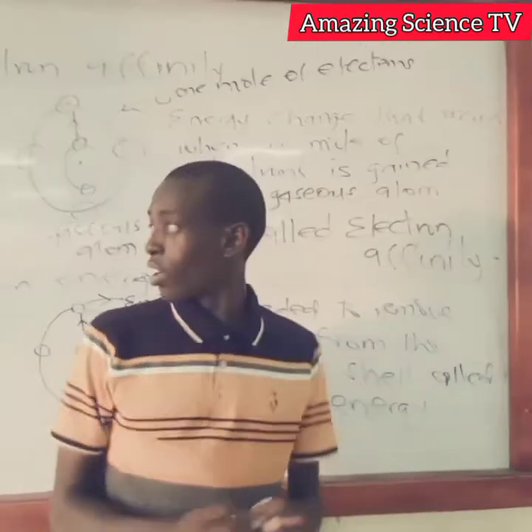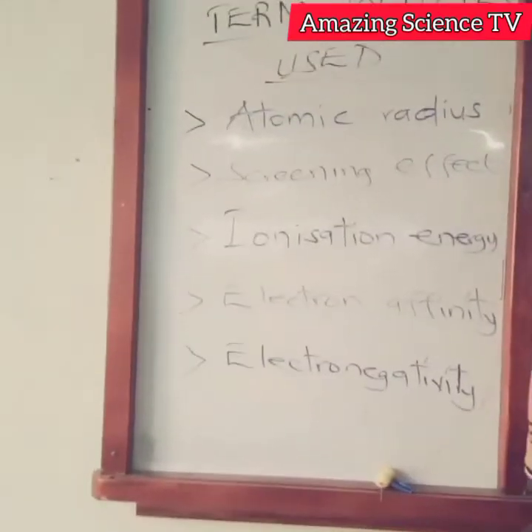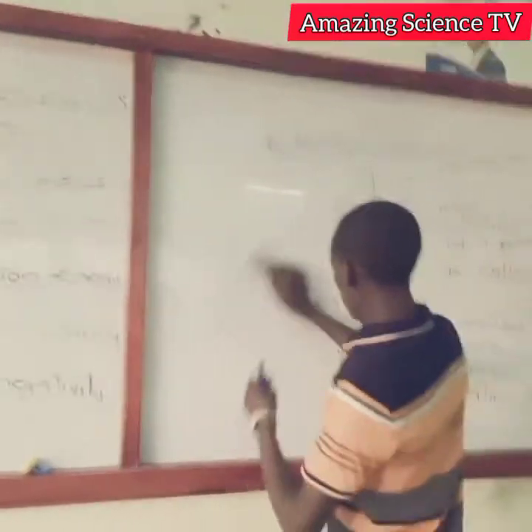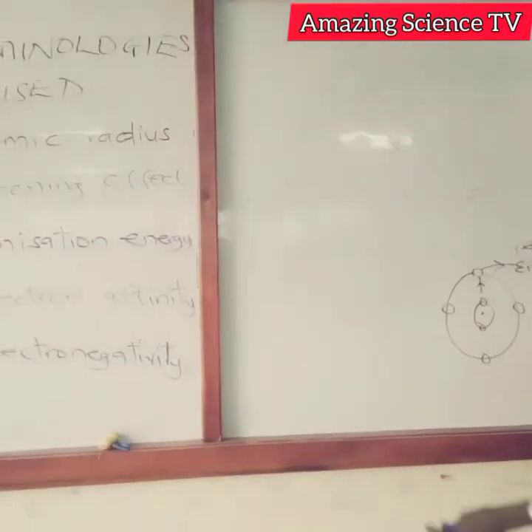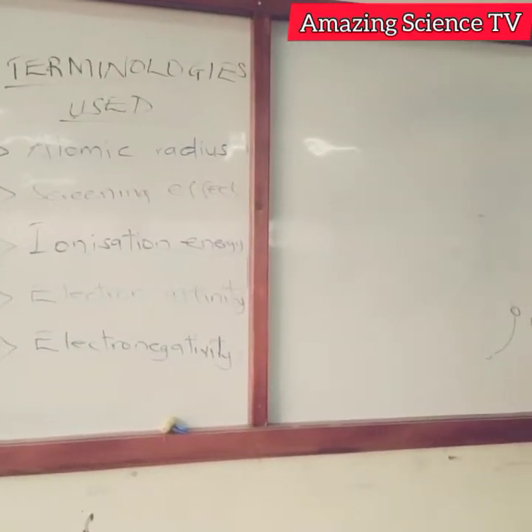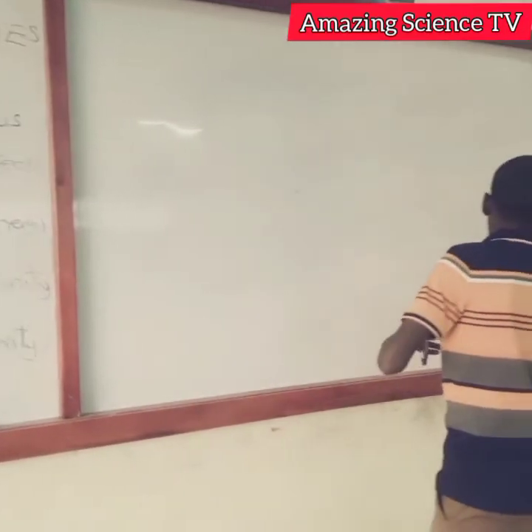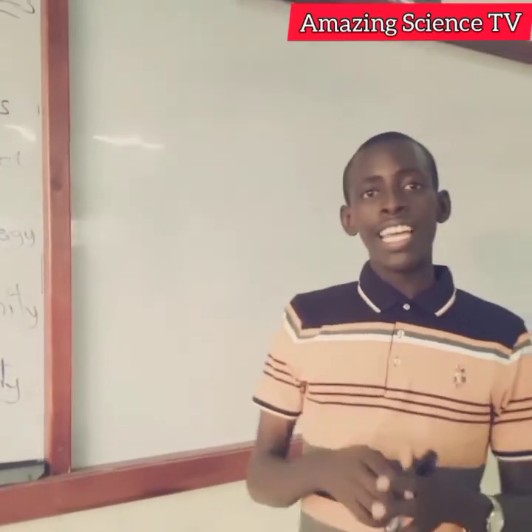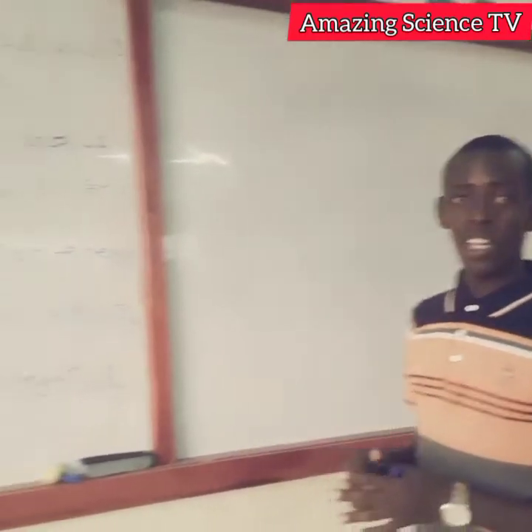So the next terminology that we have is electronegativity. Electronegativity refers to the tendency of an atom to attract, or the tendency of an atom to become negatively charged or to attract electrons more towards itself in a covalent bond or in its covalent compound. That's what we call electronegativity.